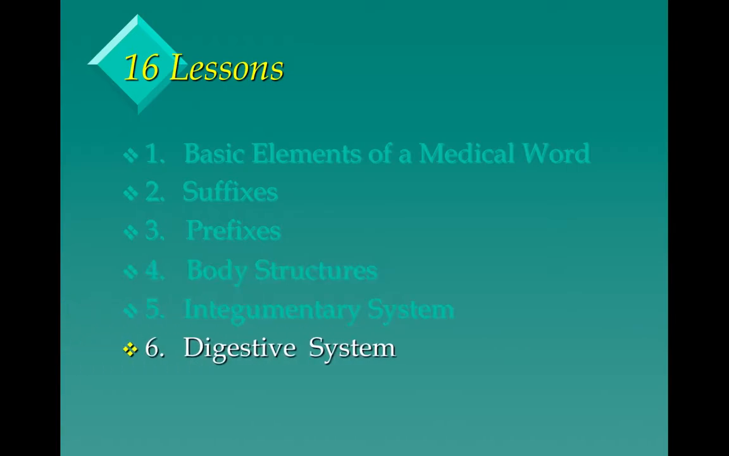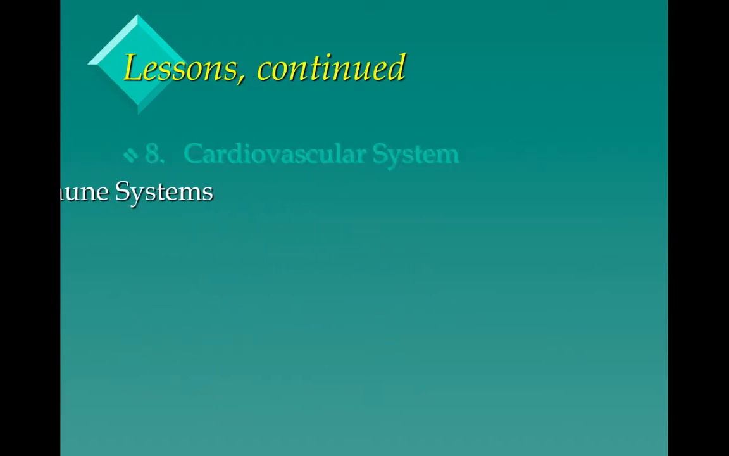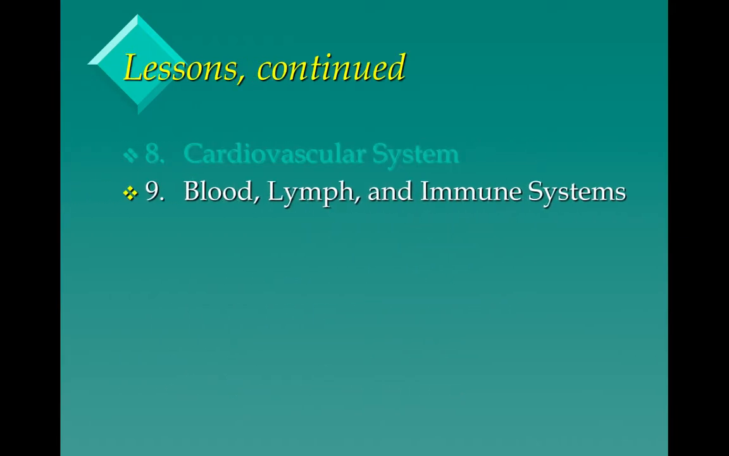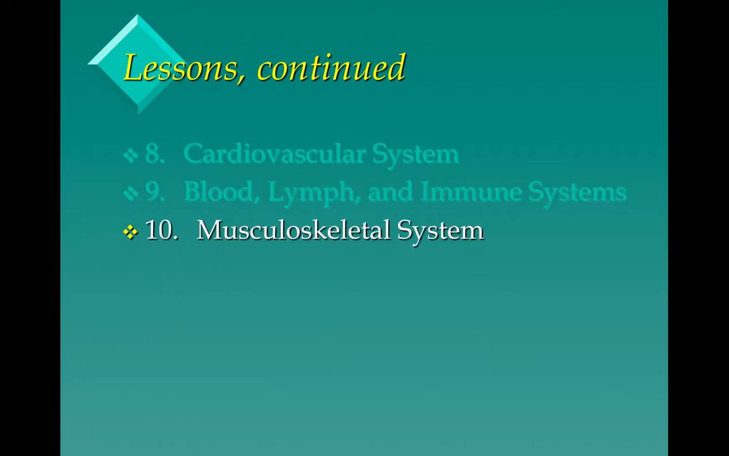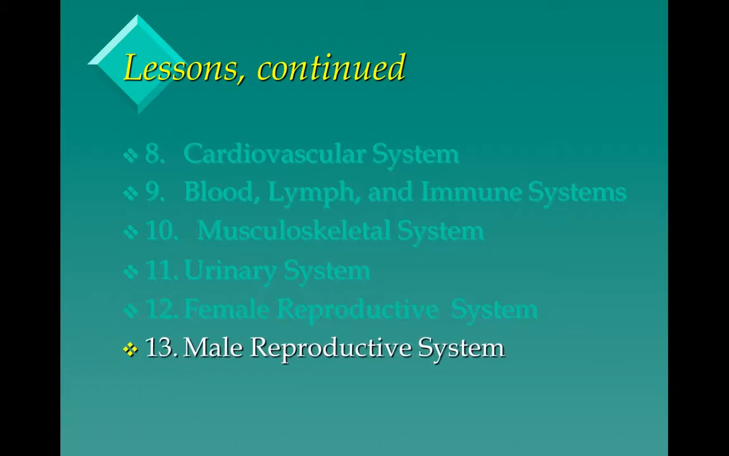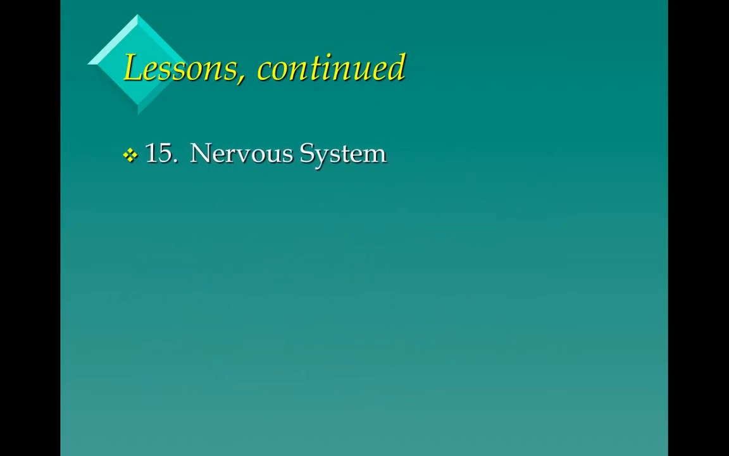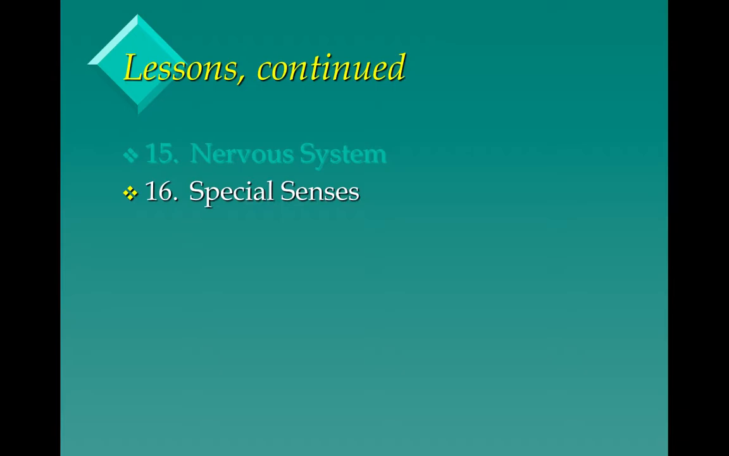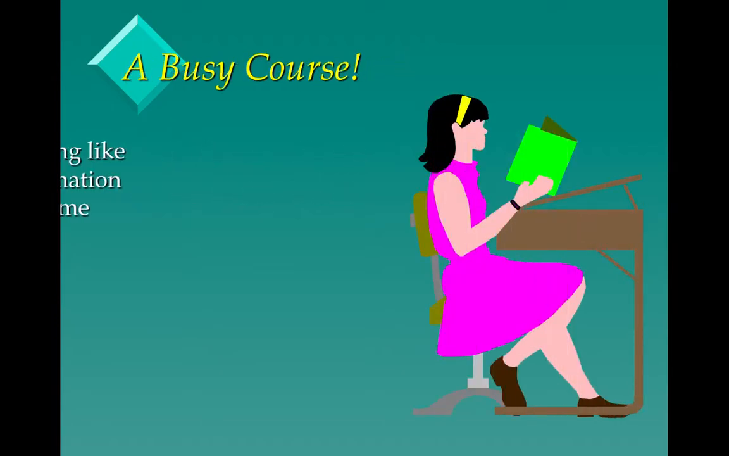And here they are. The basic elements of medical words, suffixes, prefixes, body structures, integumentary system, digestive system, respiratory system, cardiovascular system, blood, lymph, and immune systems, the musculoskeletal system, the urinary system, female reproductive system, male reproductive system, and the endocrine system. 2 more. The nervous system and special senses, such as the eyes and the ears. So by the time you're done with this course, you'll be able to recognize words from all of those systems.